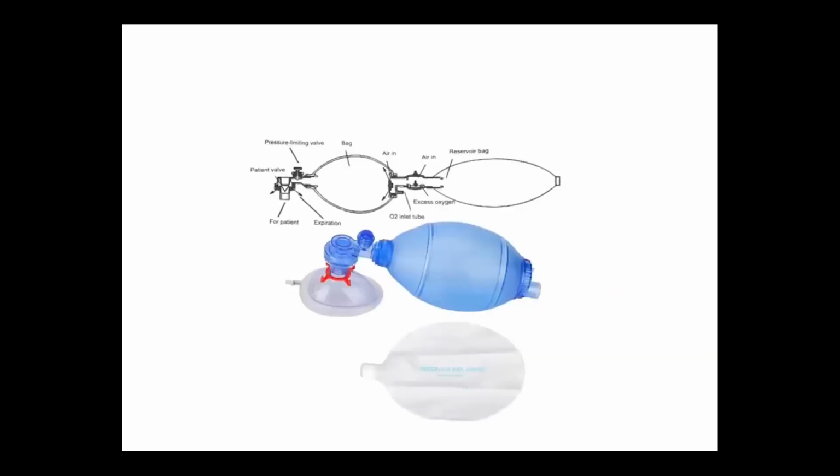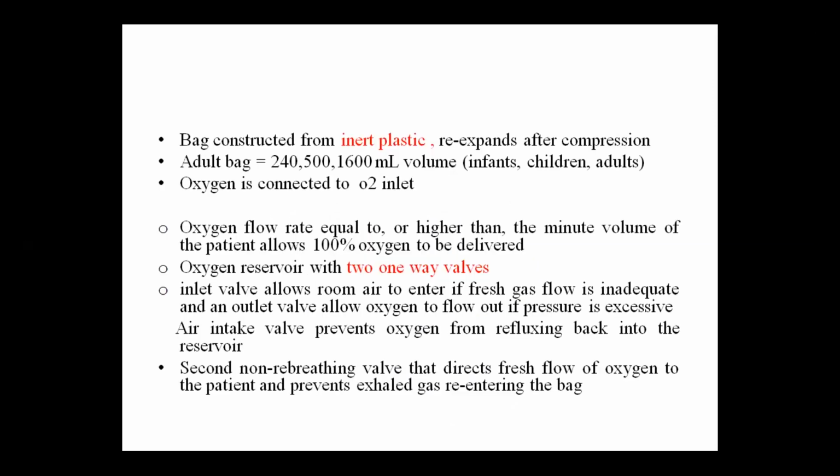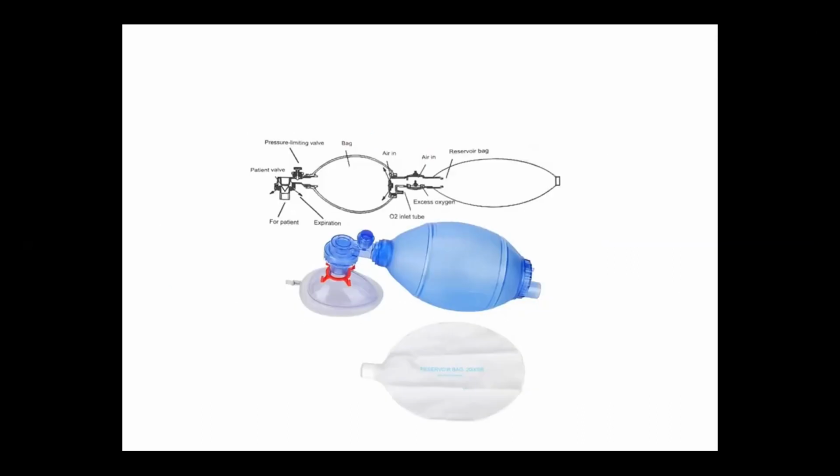Now, what are the various parts of this? This is the assembly. Sometimes the examiner can detach the whole assembly, give you the parts and tell you to assemble it, so you should know how to assemble it. There is a mask, the self-inflating bag, and a reservoir bag. The bag you are seeing here is made of inert plastic and is self-inflatable: you compress it, and it comes back. The various sizes available are 240 ml, 500 ml, and 1600 ml, for infants, children, and adults.